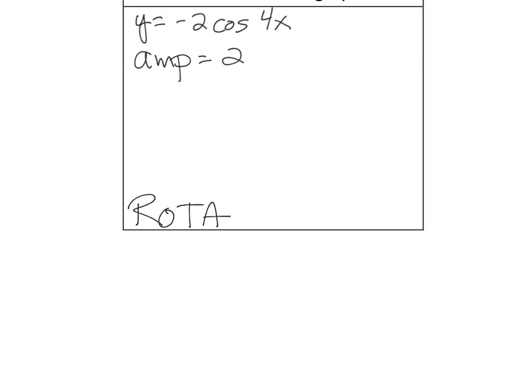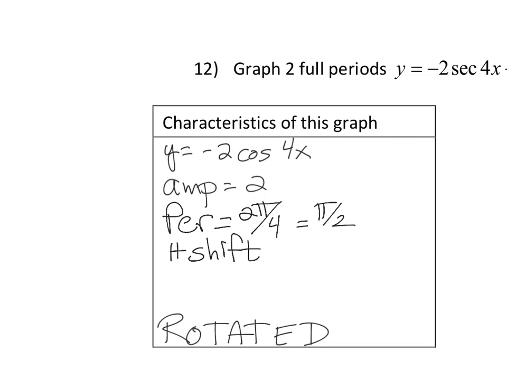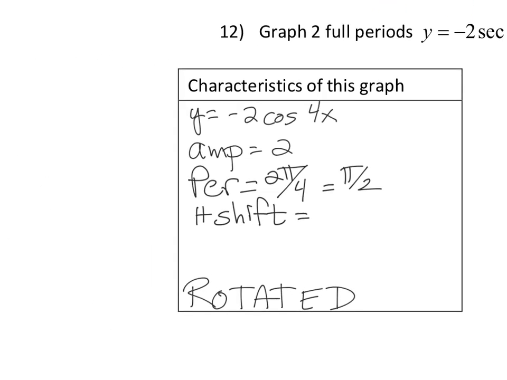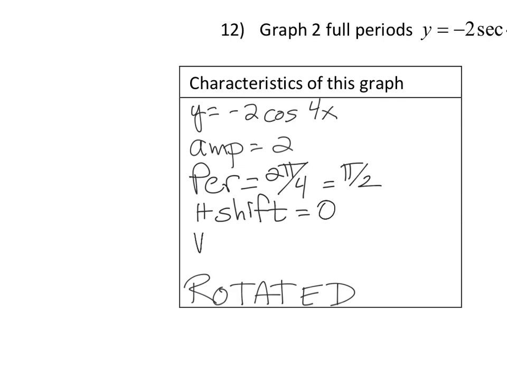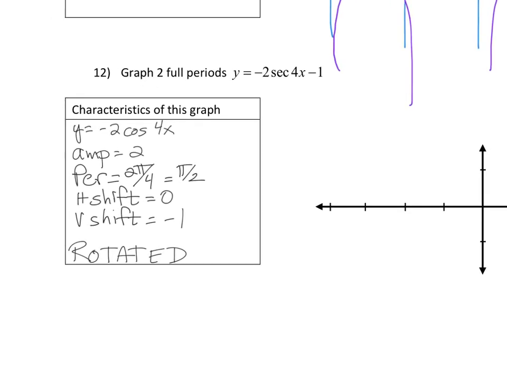So go ahead and write your rotated down at the bottom. My period is going to be 2 pi divided by 4, which gives me pi over 2. My horizontal shift is going to be 0. My vertical shift is -1.